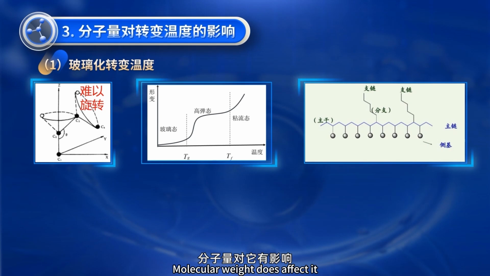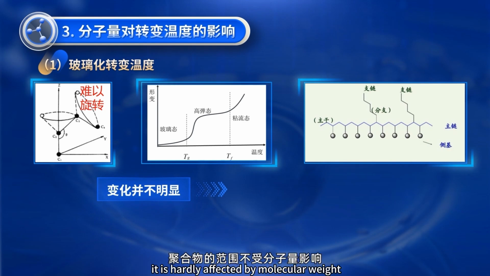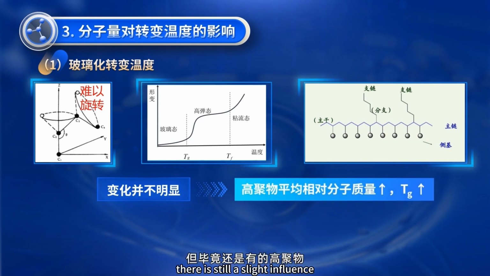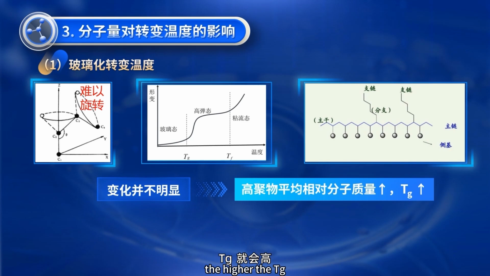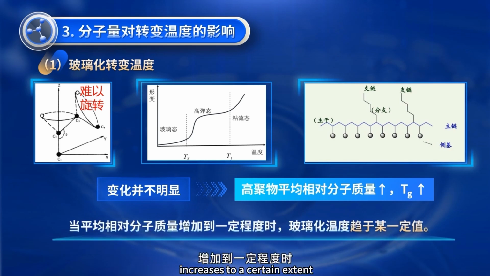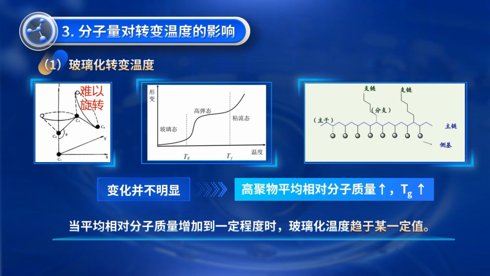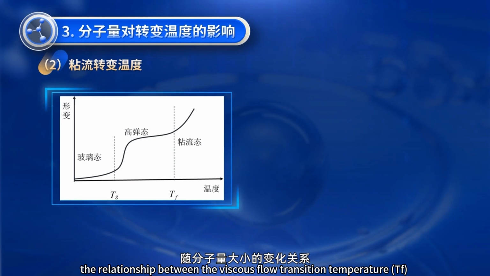Molecular weight does affect it, but the effect is very small. That is, within the range of typical polymers, it is hardly affected by molecular weight. Although the effect is weak, there is still a slight influence. The higher the average relative molecular weight of the polymer, the higher the Tg. However, when the average relative molecular weight increases to a certain extent, the glass transition temperature tends to a certain value.